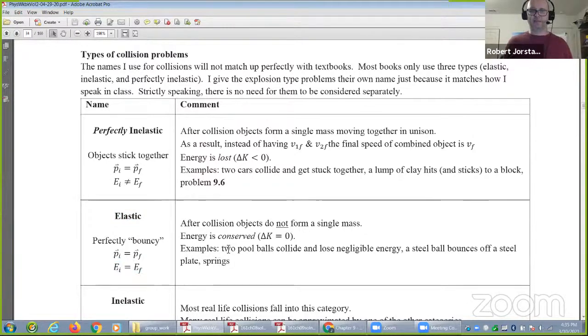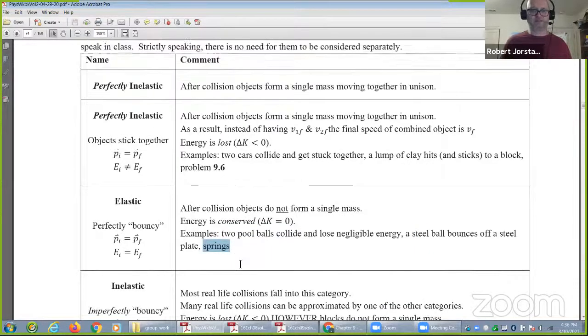Some examples might be two pool balls colliding. While you don't really think of it, a pool ball is so hard it's like a super stiff spring. And so when it hits, it doesn't compress that much, and it almost completely conserves energy when it compresses that tiny amount and re-expands. Same thing with steel, or springs or magnets, things like that.